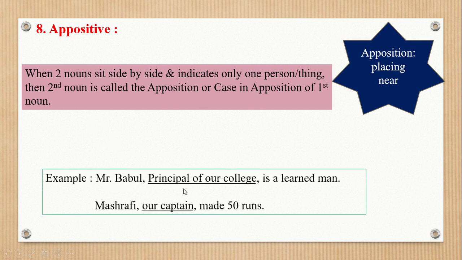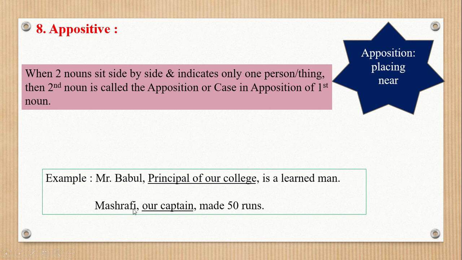Mr. Babul, principal of our college, is a learned man. You see the underlined words principal of our college, it gives extra information about Mr. Babul and it's a noun also. So principal of our college is the apposition of this noun Mr. Babul and it is a post modifier here.